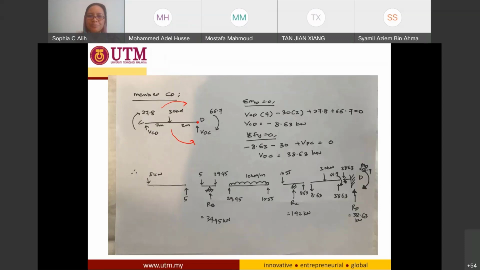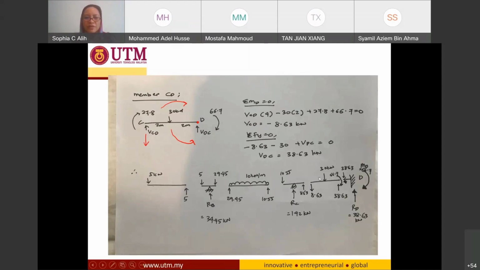If I solve this equation, I have VCD equal to negative 8.63, meaning the direction was not correct. The direction is supposed to be going downward. And if I calculate using the total Fy equal to 0, I have negative 8.63, negative 30, plus VDC, so VDC is positive 38.63. So the direction is correct.